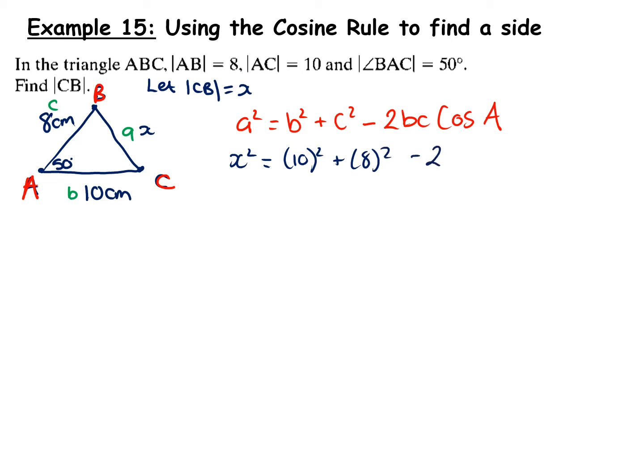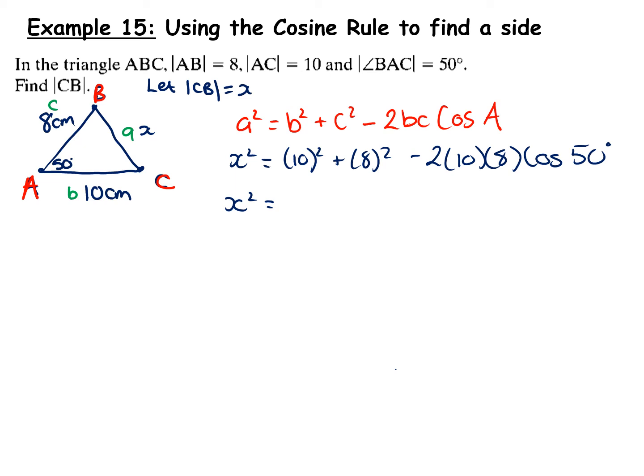Now this part, for some reason, causes awful trouble to students. Not so much in a question like this, because we're sticking in the angle as well, but because of the way it's minus 2 by 10 by 8 and then cos of 50. That is all linked together. I'm going to stick this all in the calculator to get an answer and then square root it.